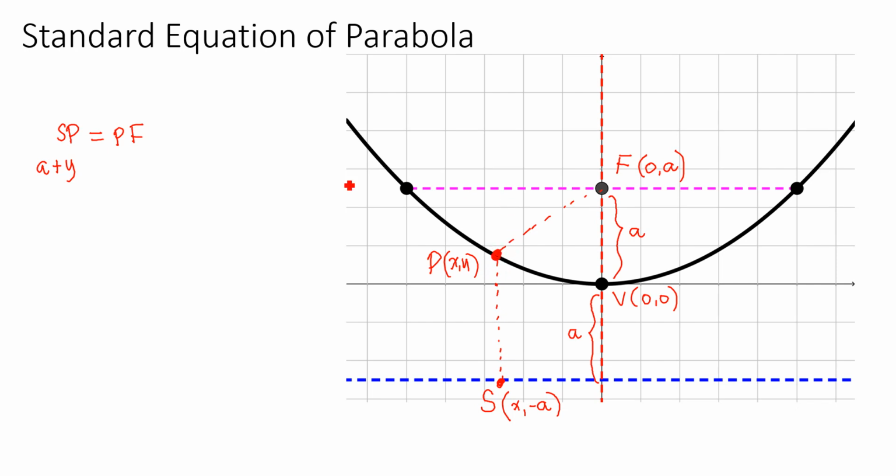Now, this is equal to the distance from this point to this point, using the concept of the distance formula. The distance formula was discussed to you when you were in grade 9. The square root of, from this point going to this point, you have x minus 0 quantity squared plus y.